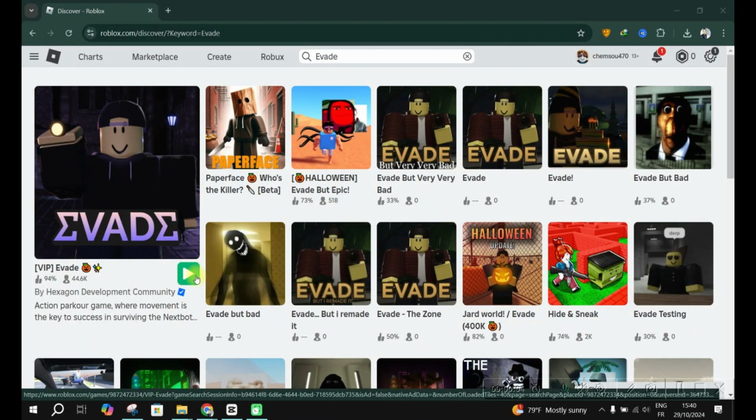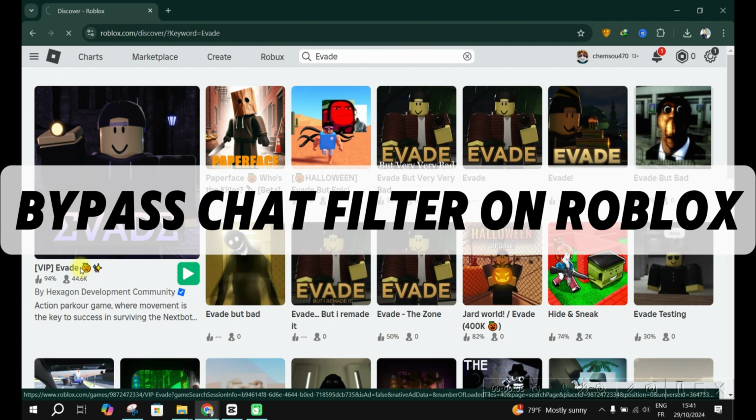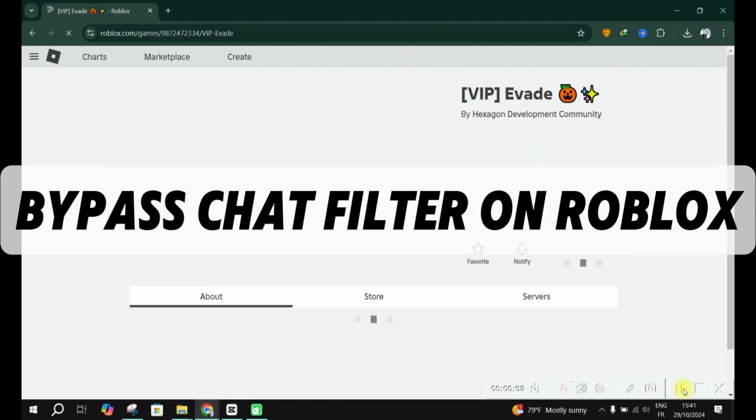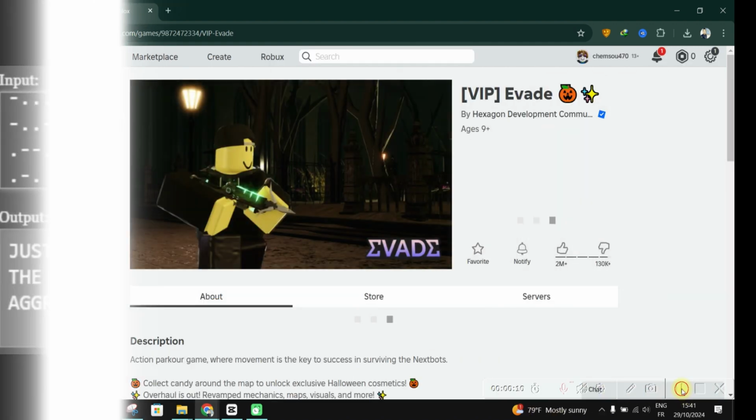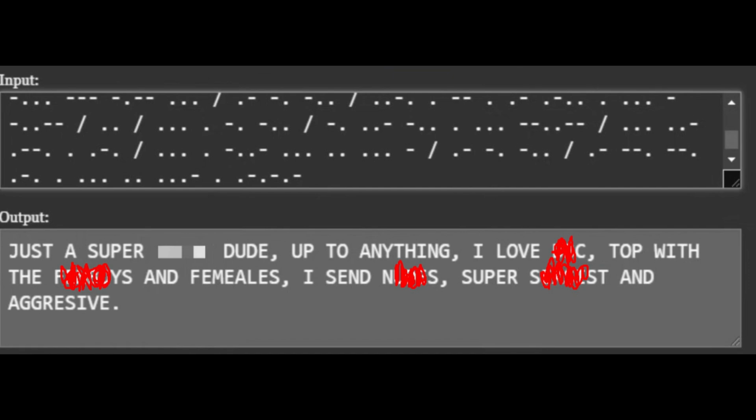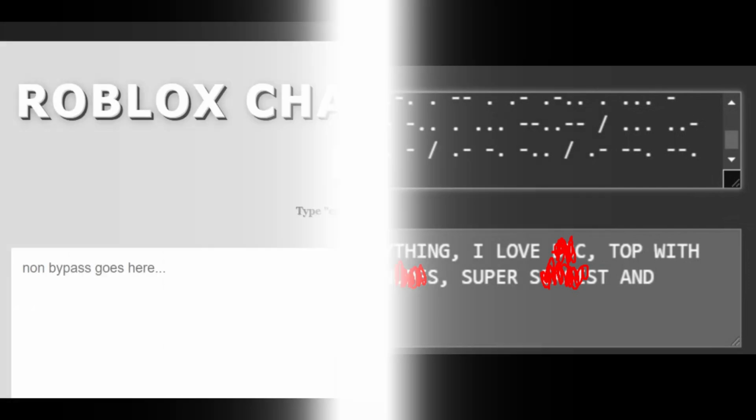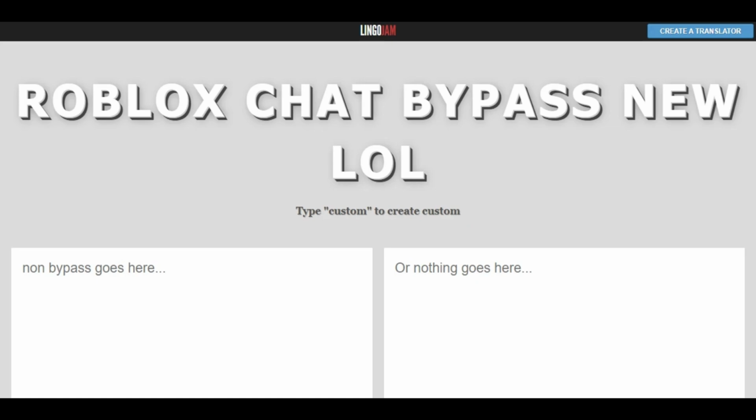Today, I'll show you how to bypass chat filter on Roblox. Chat filters work by detecting specific keywords and phrases that violate community guidelines. They use algorithms to identify patterns and prevent harmful language. These often include profanity, hate speech, or other offensive language. Familiarizing yourself with what's commonly censored will help you understand what might need bypassing.